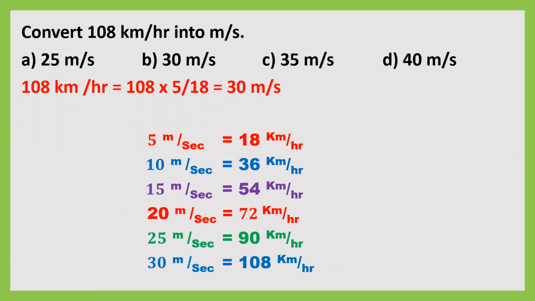Suppose you are asked to convert 108 kilometer per hour to meter per second. 108 is 6 times 18, so 6 times 5 is equal to 30. You don't have to multiply 5 by 18. So this conversion is very, very important. All of you must remember it to solve questions on speed, time, and distance.